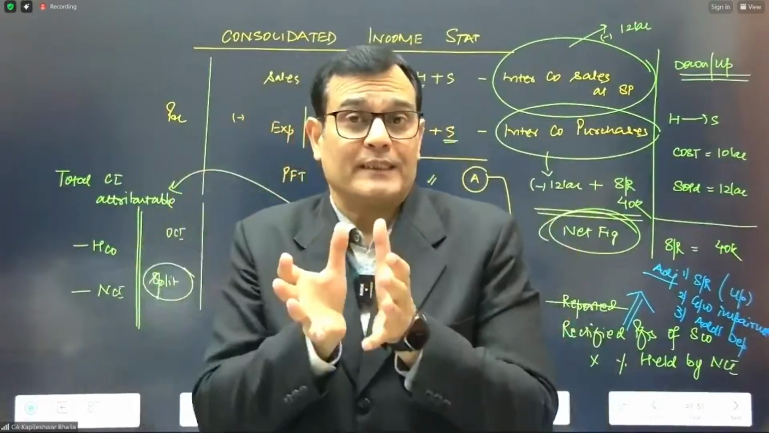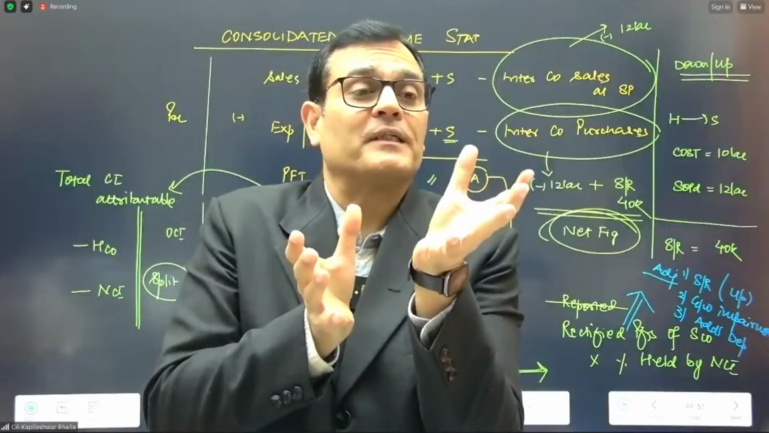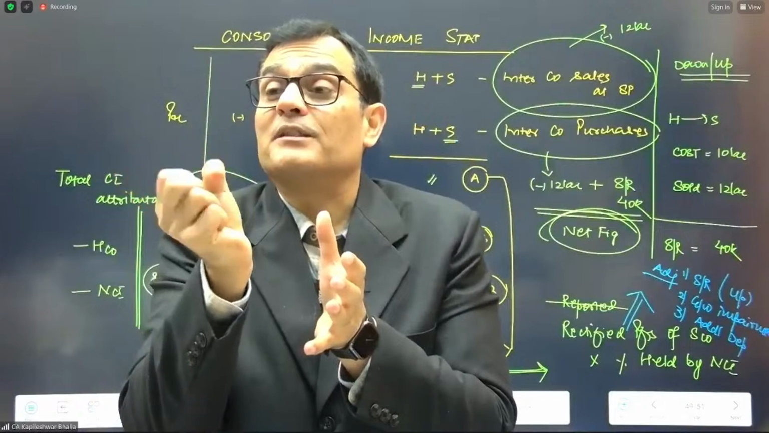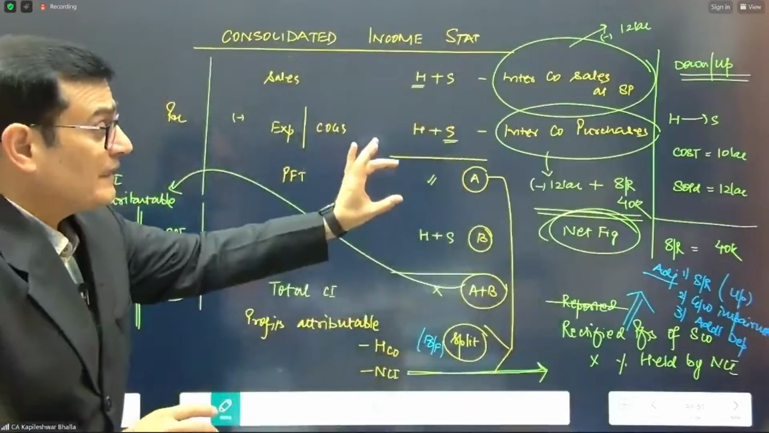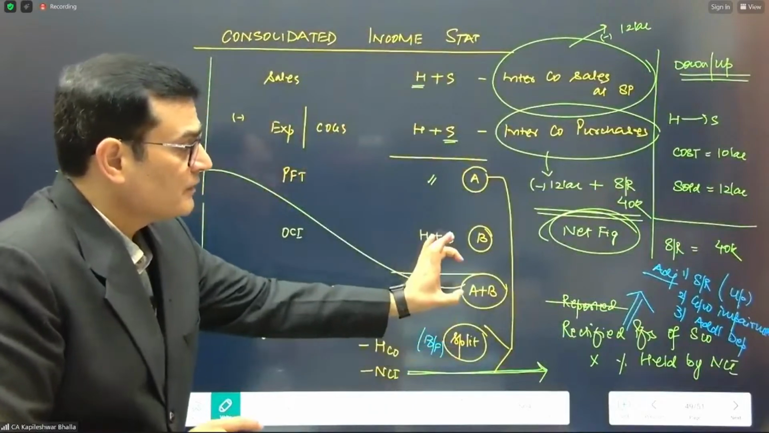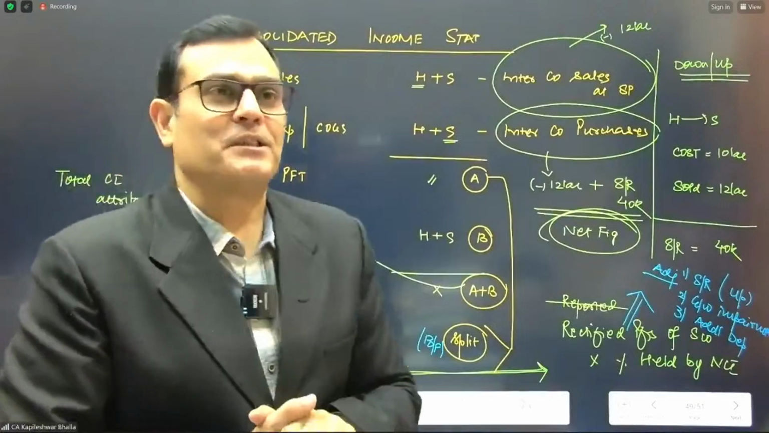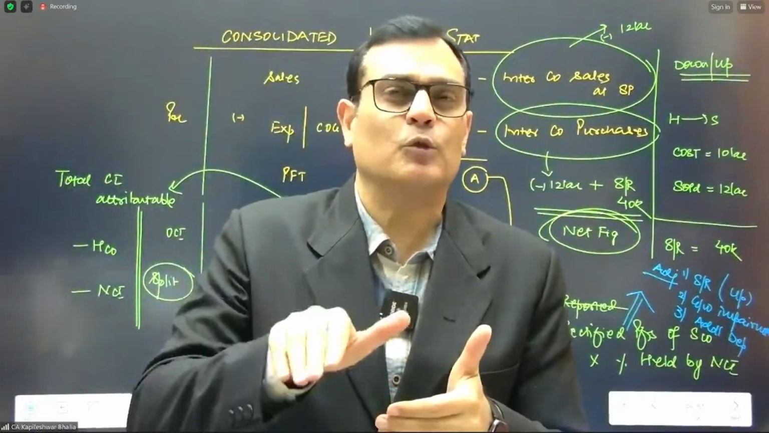So we need to show that there is a profit excluding other comprehensive income, what belongs to parent and NCI, and there is a profit including total comprehensive income. So what is belonging to parent and NCI? Therefore, we segregate the profits excluding OCI between the two, and the profits including OCI between the two. So that is the presentation part. We don't segregate the elements in terms of just the OCI.